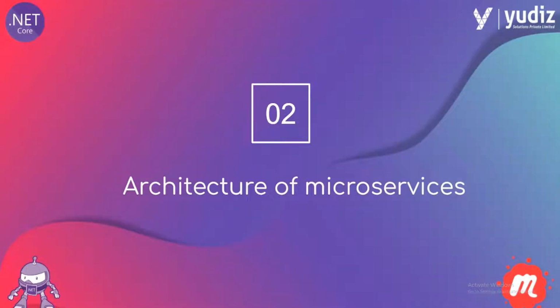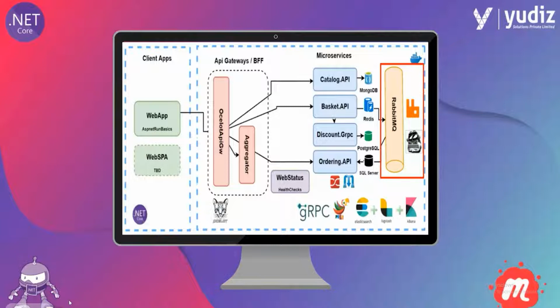Okay. So let's see the architecture of microservices. In the architecture of microservices, here is the client application. In a client application, there will be a web application, a web SPA application. It means whichever type of application or website we need to create. For example, we need to create a website on Angular, on HTML, on Blazor. We create a website on it, and from the website, it calls the API gateway.